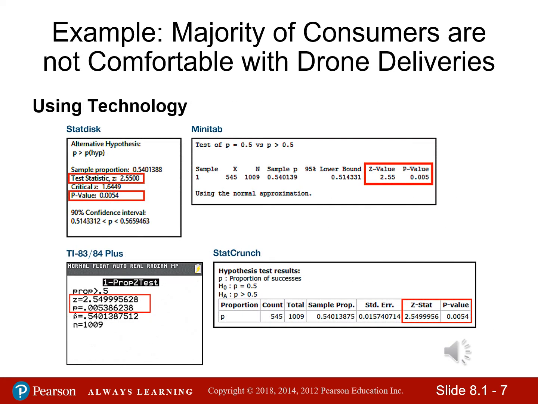It's easy to obtain hypothesis testing results using technology. The screen displayed here shows the results from 4 different technologies, so we can use computers or calculators to do all the computational heavy lifting for us. However, we also know how to manually calculate all of the results needed to conduct a hypothesis test.